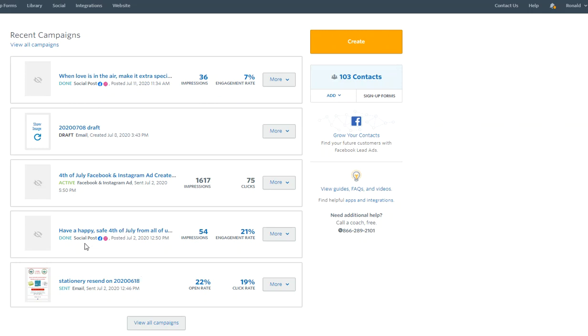You can see here that the 4th of July post on Facebook and Instagram got 54 impressions and a 21% engagement rate. That's really good. A high engagement rate is terrific. They typically tend to be in the single-digit category. This 4th of July one, which we did on July 2nd, had 21%.